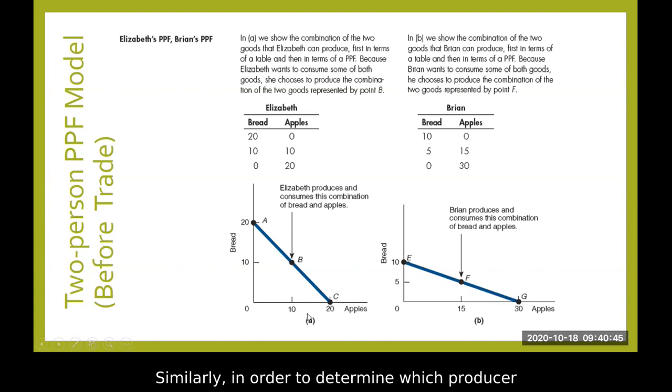Similarly, in order to determine which producer has the absolute advantage in growing apples, we can see that if Elle is only growing apples, she's able to grow 20 apples, whereas Brian is able to grow 30 apples. So because he's able to grow more apples, he has the absolute advantage in producing apples.